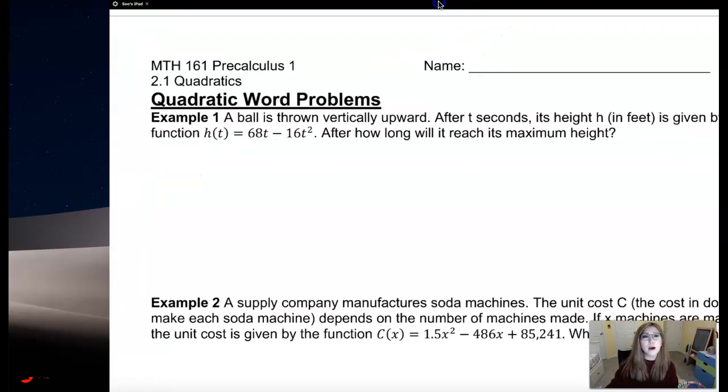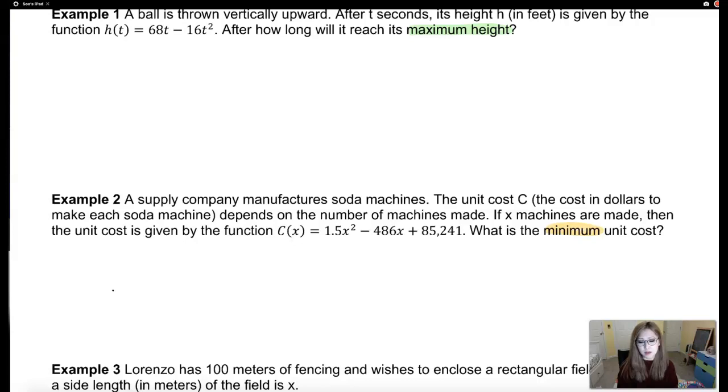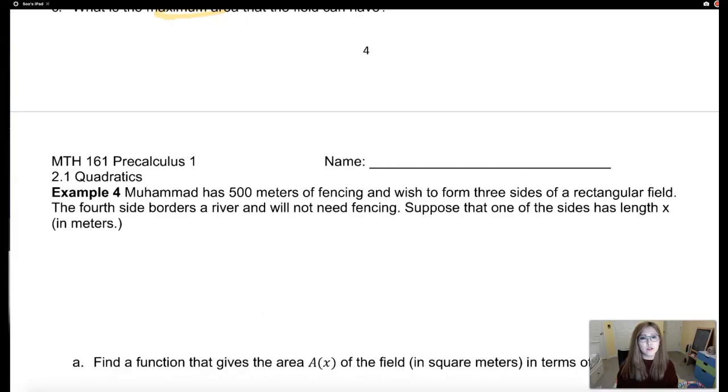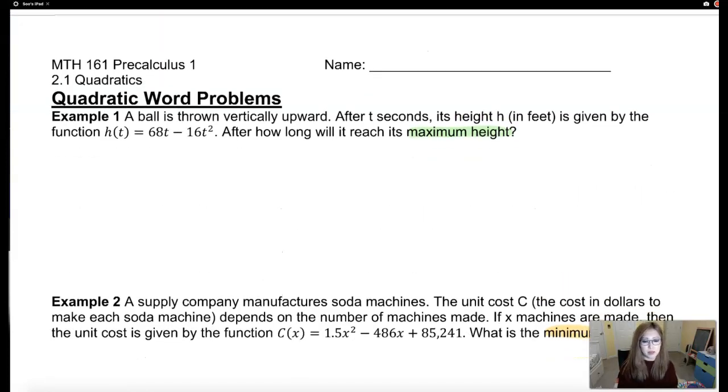All right, let's look at about 5 quadratic word problems in this video. I looked over a couple of them and we're looking for maximum, minimum, another maximum. Whenever you're doing these quadratic word problems and they're asking for maximum or minimum, I want you to remember that when you graph a parabola opening upward, here's the minimum right there. Minimum is the y value of the vertex, right?